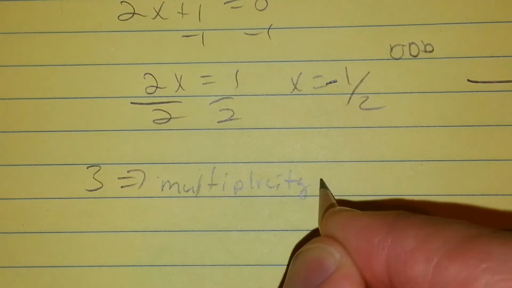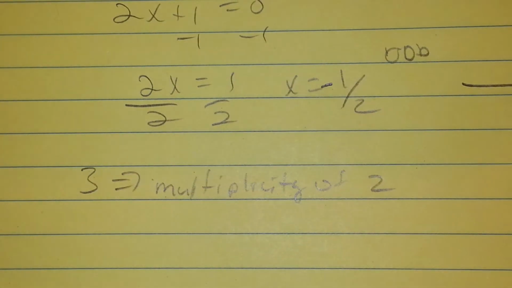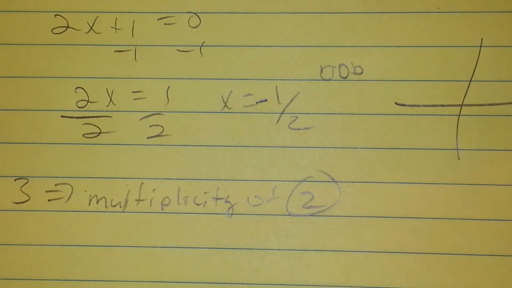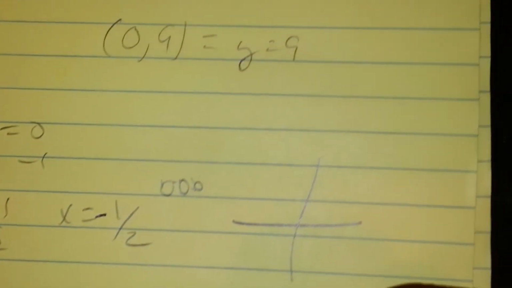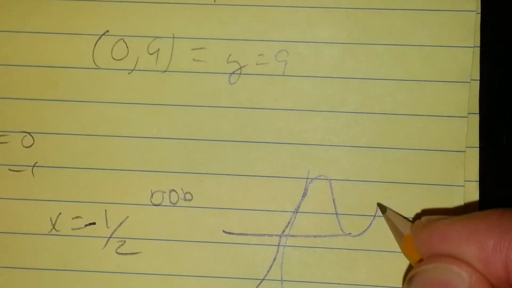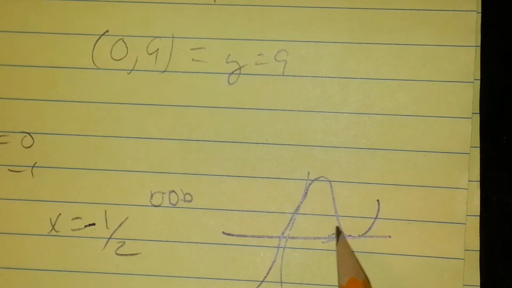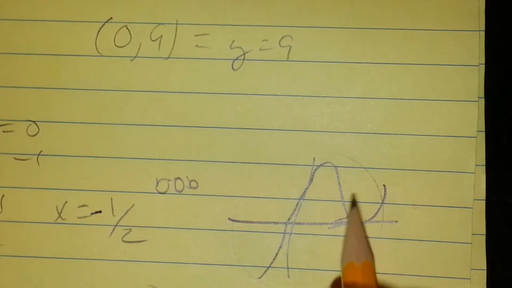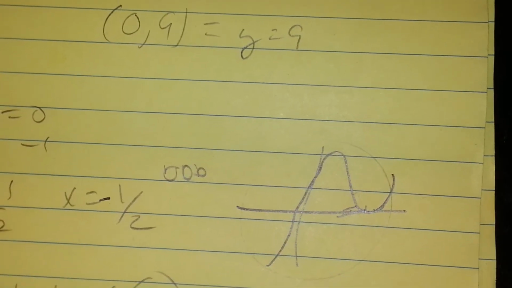So when your multiplicity is even, the graph is not going to go through like so. It will just approach and touch, okay? There's an example. Now that might not be how it shapes out, but that's what it means. It doesn't cross through the x-axis.